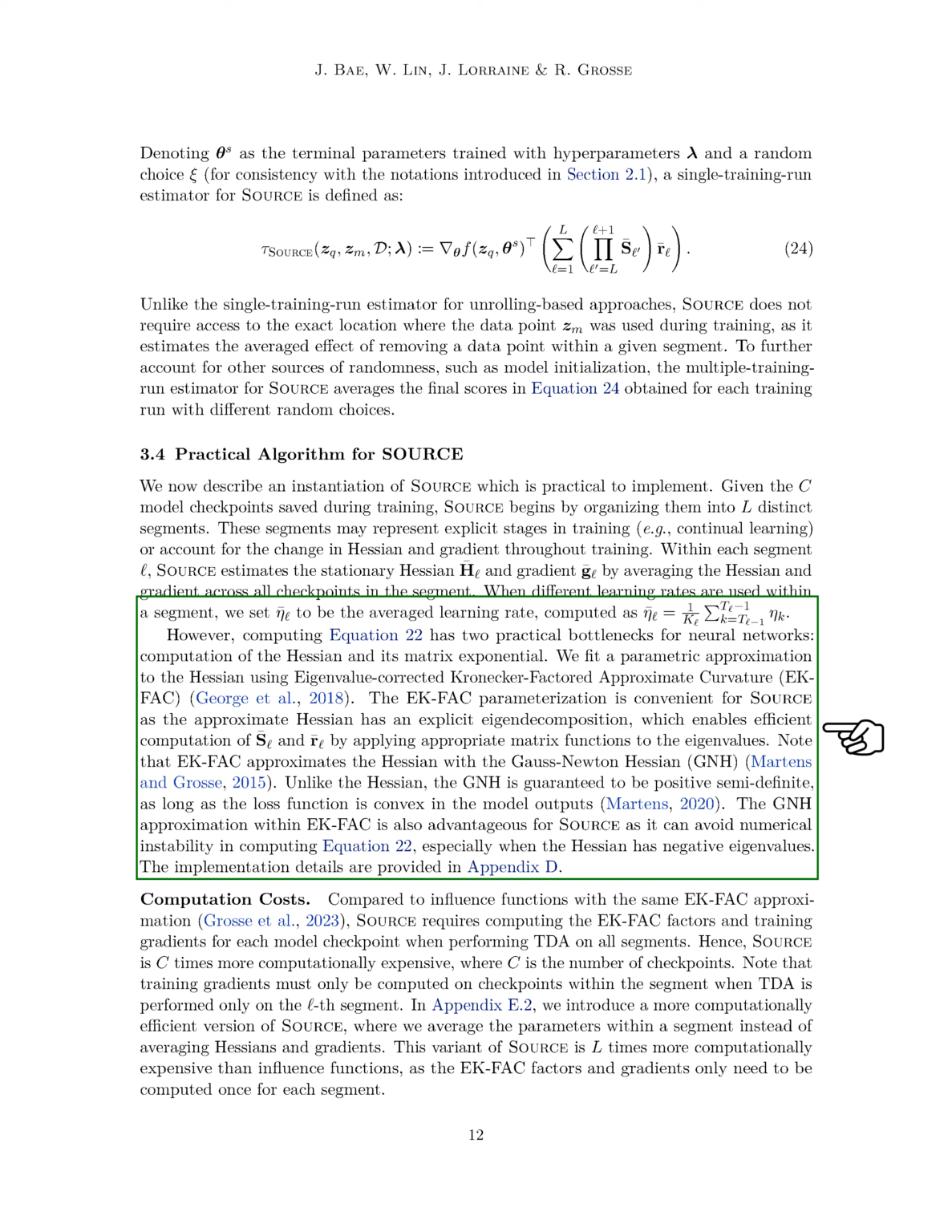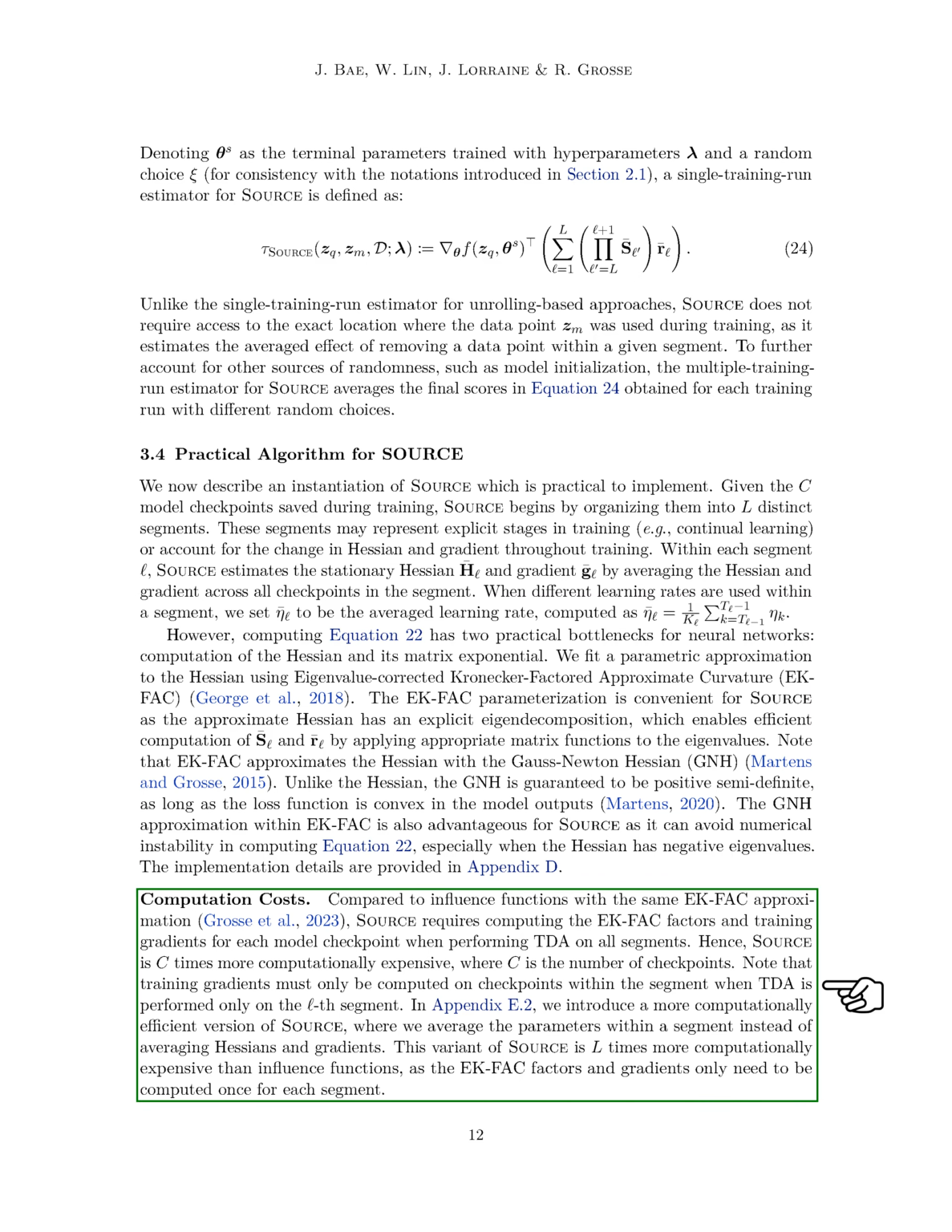Section: Computation Costs. In this section, we compare the computation costs of our method, SOURCE, with influence functions using the EK-FAC approximation. To perform TDA on all segments, SOURCE requires computing the EK-FAC factors and training gradients for each model checkpoint, making it more computationally expensive by a factor of the number of checkpoints. However, when TDA is only performed on a specific segment, we only need to compute training gradients for the relevant checkpoints within that segment.